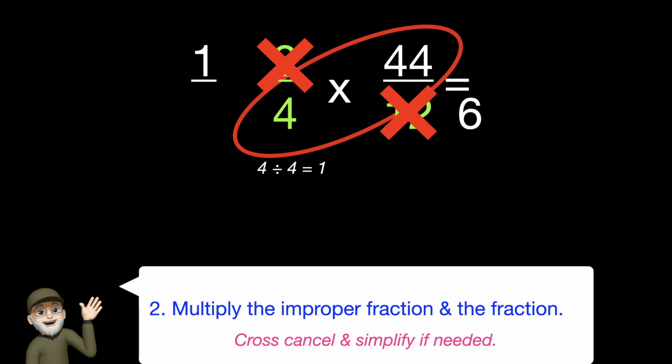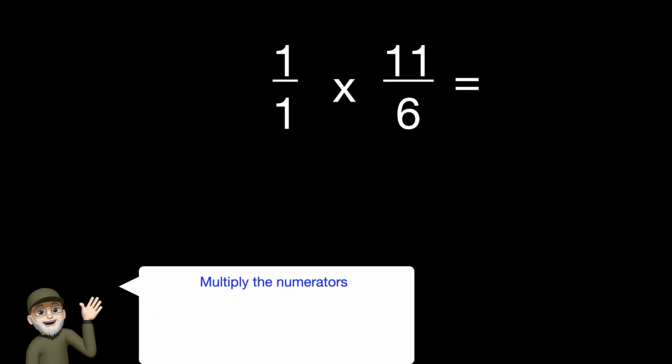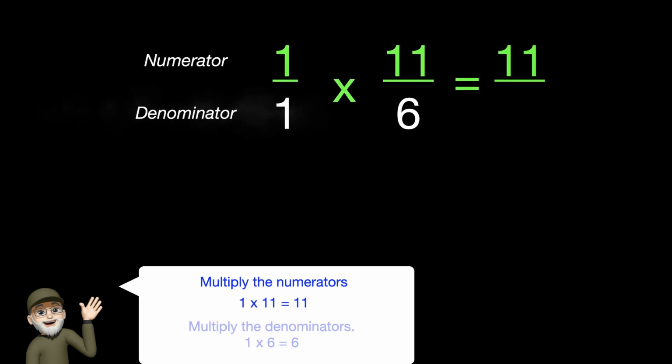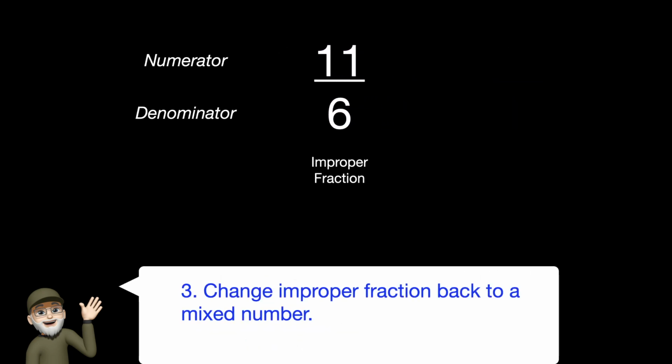At the bottom, 4 divided by 4 is 1. At the top, 44 divided by 4 is equal to 11. So we rewrite both of those fractions. Now we are ready to multiply. At the top, the numerator, 1 times 11 is 11. And at the bottom, 1 times 6 is equal to 6, which gives us our answer in the form of an improper fraction. Our last step is that we want to change the improper fraction back to a mixed number.